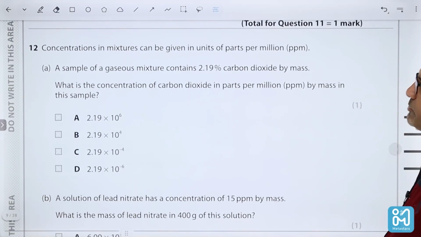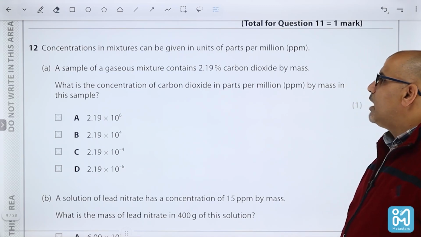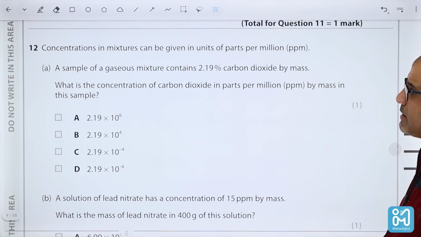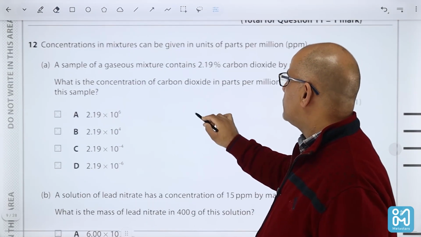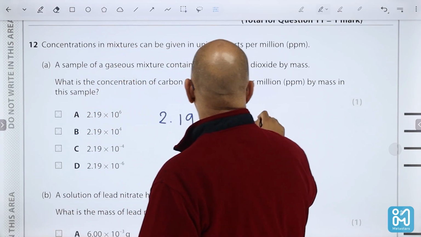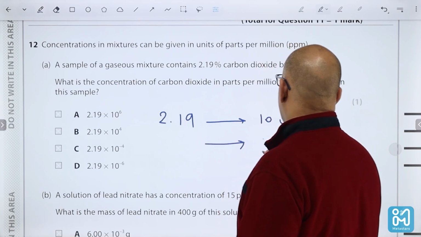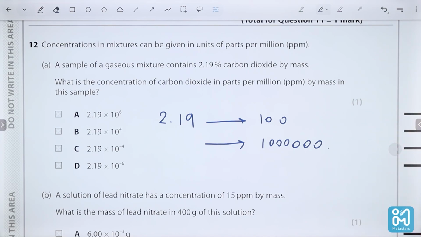Now, the next question. Concentration in mixtures can be given in units of parts per million. A sample of a gaseous mixture contains 2.19% carbon dioxide by mass. What is the concentration of carbon dioxide in parts per million? Okay, we can solve this question like that. Imagine that you have 2.19 in 100. How much do you have in 1 million? That's the way to solve the answer.